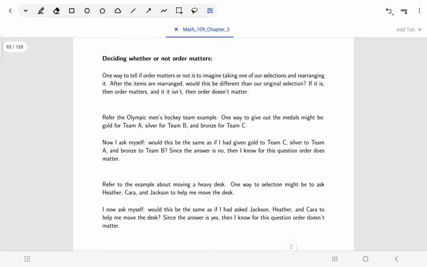On the other hand, the desk moving question, if I think about moving the desks, if I ask Heather, Kara, and Jackson to help me move the desk, would that be the same thing as if I ask Jackson, Kara, and Heather to help me move the desk? The answer is yes. There's no difference between the two, since there's no special positions these 3 people are filling. They're all just grabbing a corner of the desk, and I don't care which corner they grab. So it really doesn't matter what order I select my 3 people in, which is how I know for the desk question, there would not be a factorial and there would not be a permutation. It would just be a combination, because all we're doing is selecting. We're not arranging anything, and we're not arranging because order does not matter.